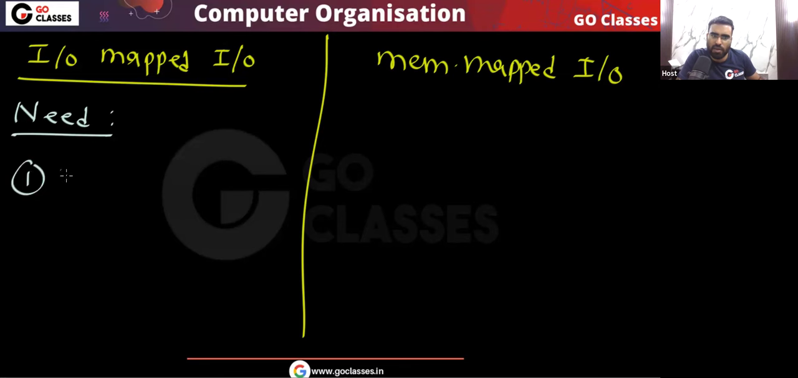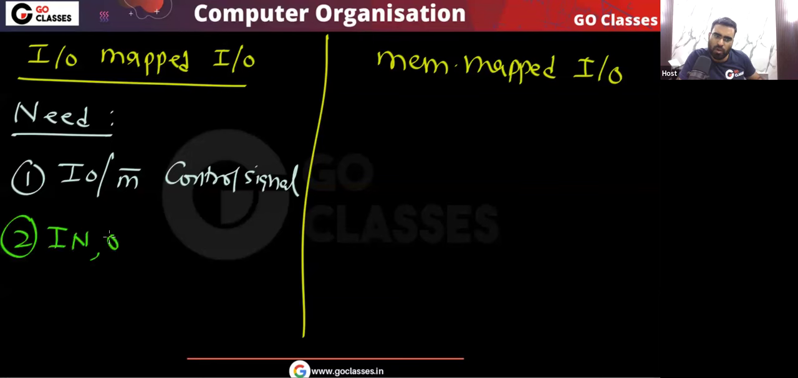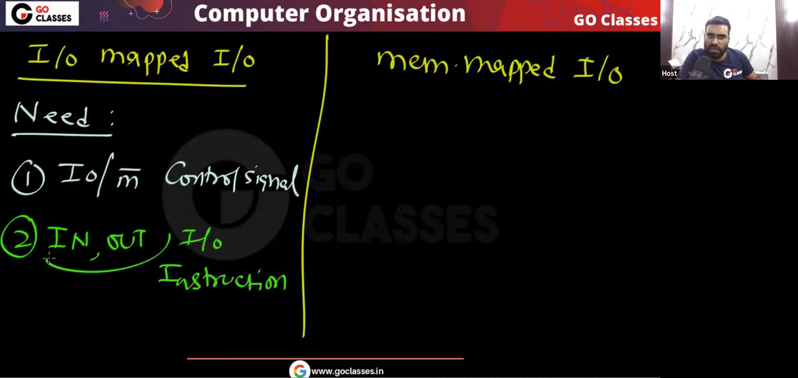We need a control signal. Yes or no? Do we need this control signal in the memory mapped IO? No, we don't need it. What else do we need? We need in comma out. These IO instructions we need. Correct? Okay. Do we need them here? No, we don't need them.